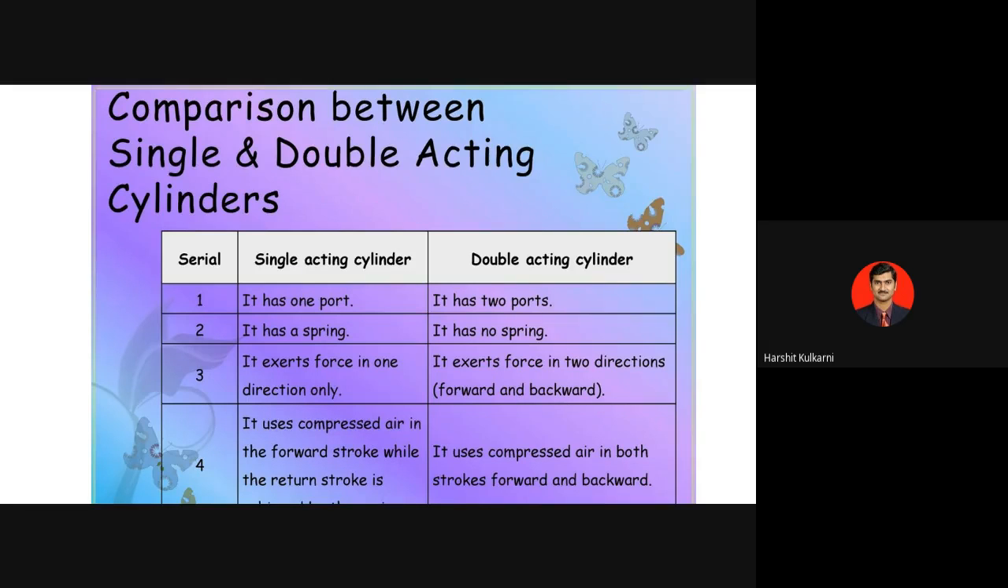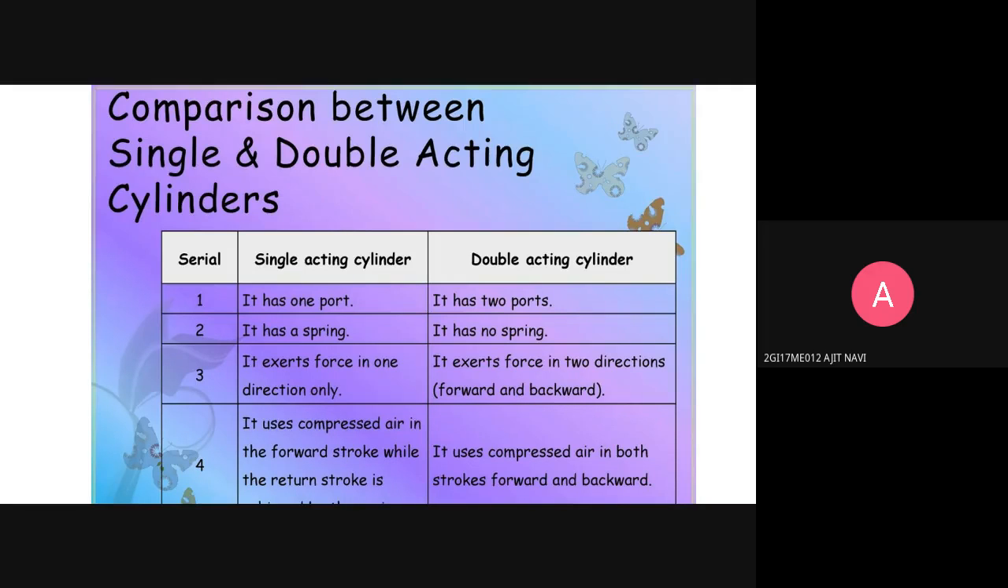Next, the single acting cylinder exerts force in one direction only. Here it exerts force in two directions. Why does it exert force only in one direction? Can anyone tell me? And not in the other direction? What force comes into action in a single acting cylinder during retraction?